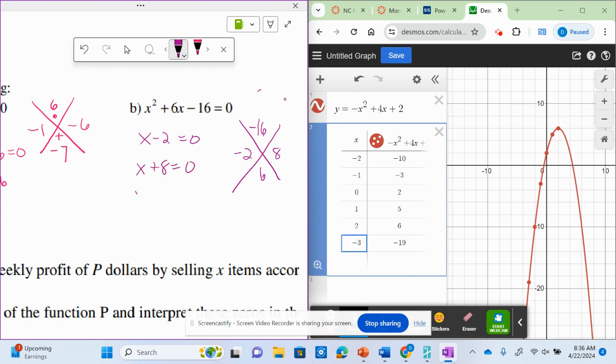Well, if x minus 2 equals 0, then x is, what number do I add to -2 to equal 0? +2. What number do I add to +8 to get a 0? -8.